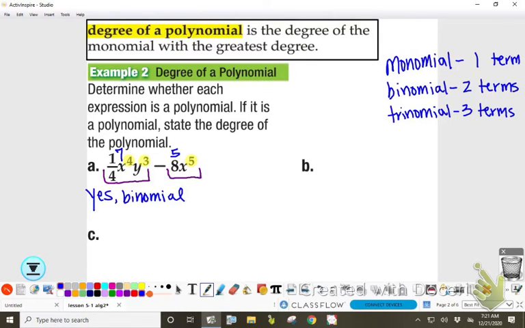The degree is the largest of those two numbers that we just found. So it'd be a 7. So the degree of this is a 7.